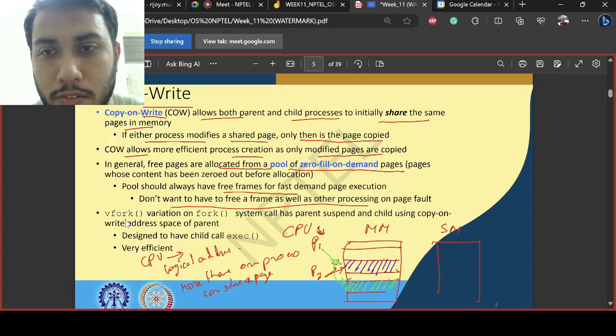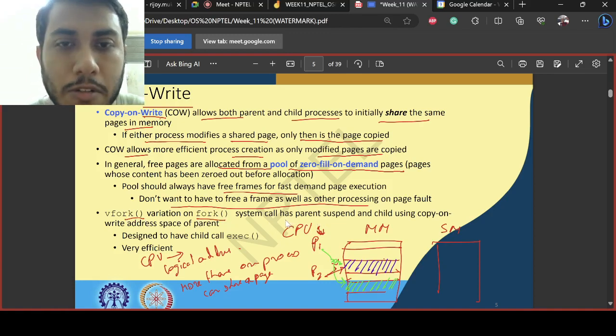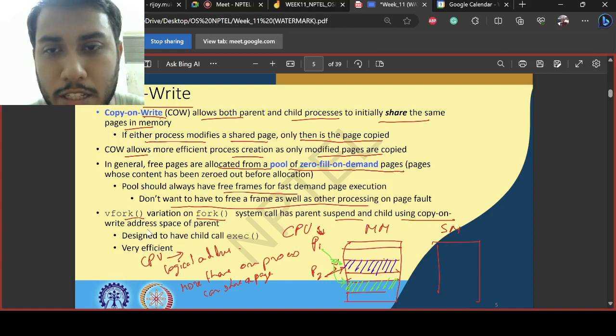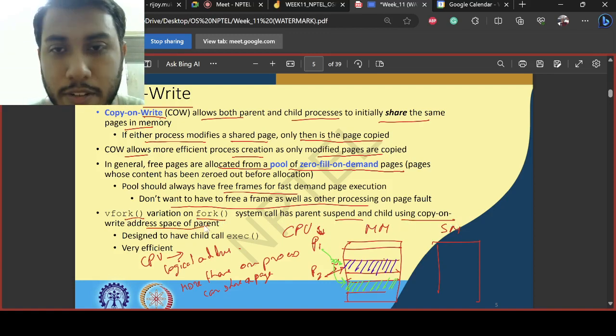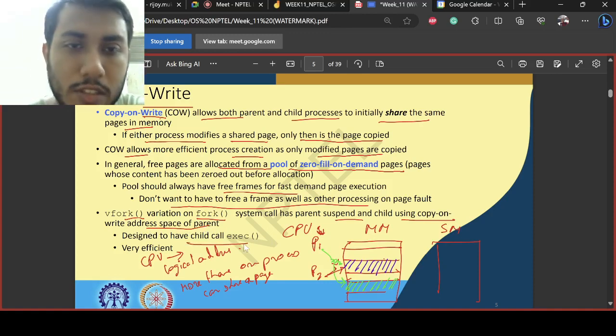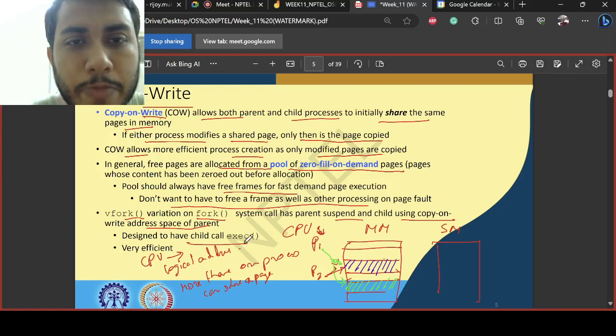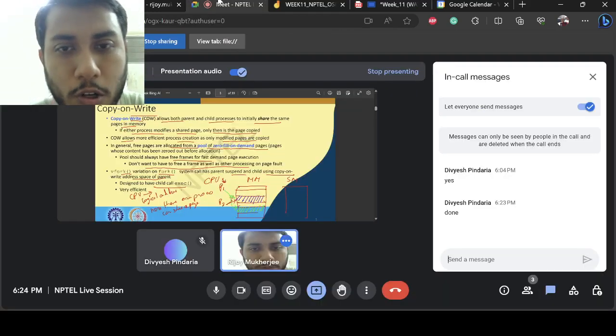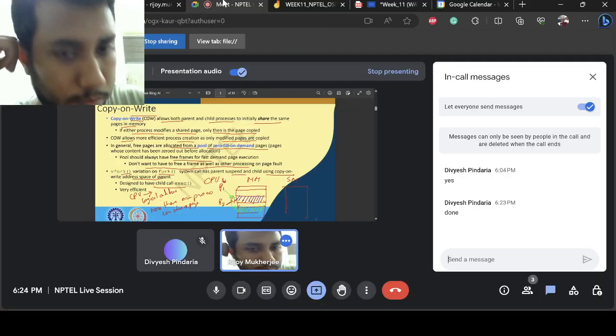So vfork is a version of the fork system call that has the parent suspend and the child use the copy-on-write address space of the parent. It is designed to have the child call exec, this kind of thing. So this basically is the concept of copy on write.